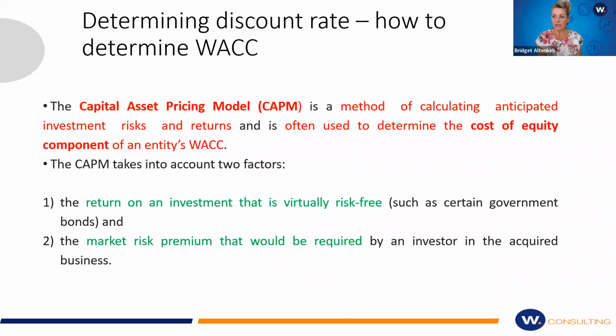So your cost of equity, if you were to apply this method, it takes into account return on an investment that is virtually risk-free. So if there was a risk-free investment, what would be the rate? For example, if somebody had invested in government bonds rather than in the equity of this entity, what would be the risk-free rate that they would be entitled to earn? And then that rate needs to then be adjusted for a market risk premium, taking into account the characteristics and the risks of this particular business.